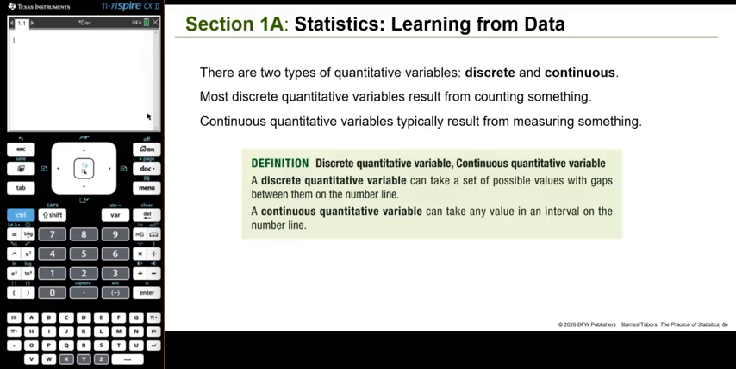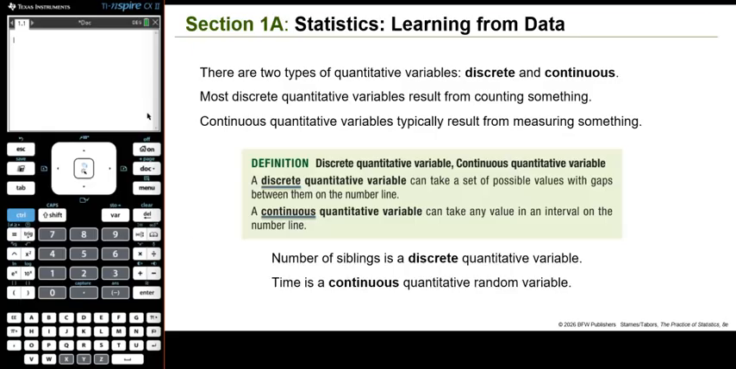Again, discrete takes a set of all possible values with gaps between them. So think of discrete as counting or having gaps between them, whereas continuous, anything on the interval counts. Anything on a number line will count. Number of siblings. You can't have really half a sibling, right? So it's a discrete thing. Time is continuous. That makes sense, right? You could do 9 seconds, 10 seconds. Well, you could do 9.587. You don't just count by ones and twos there with time. It's continuous measurement.